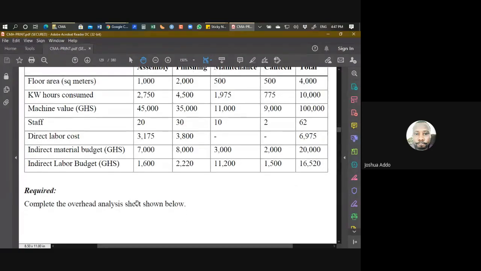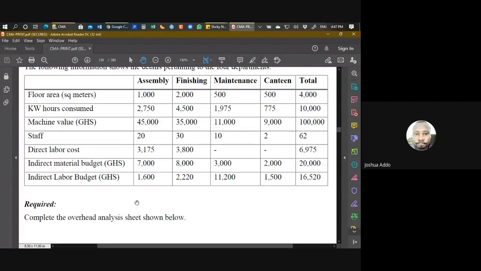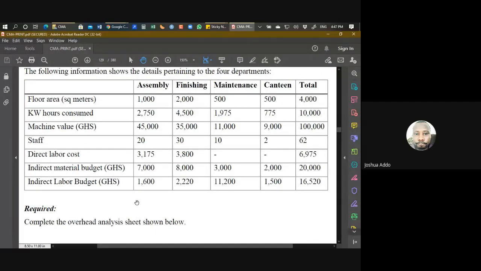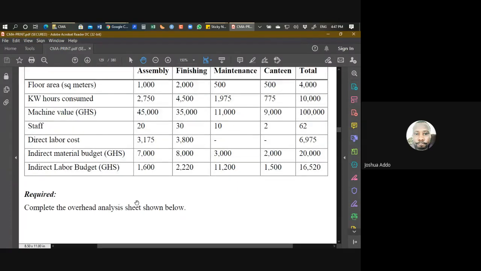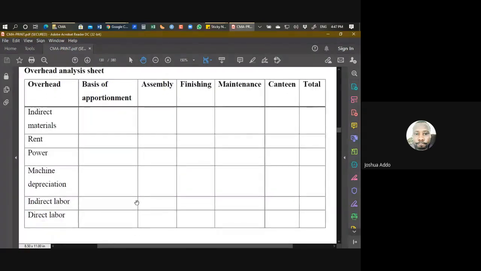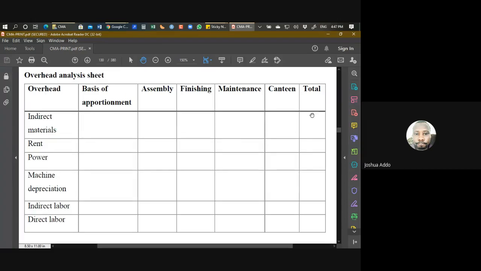And this is the requirement. Complete the overhead analysis sheet. In fact, that is how it is done. All the processes I have talked about, allocation, primary apportionment, secondary apportionment, they are all steps in the analysis of overheads. And you can do it beautifully by using a template like this one. Overhead analysis sheet: the type of overhead, basis of apportionment, the amount that goes for each of the departments, and total. Normally, this is how we do it. That's the template, which we call the overhead analysis sheet.